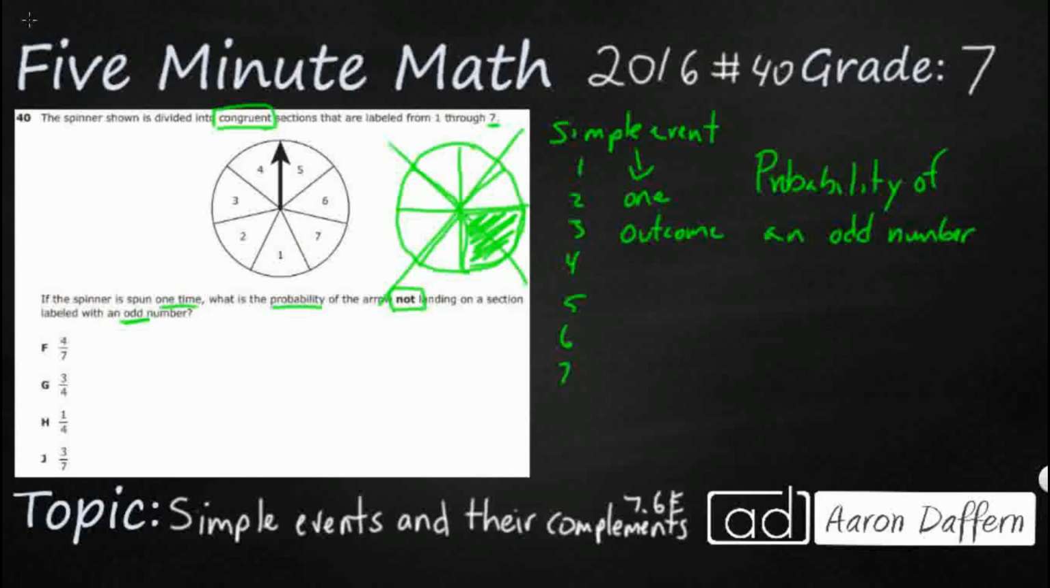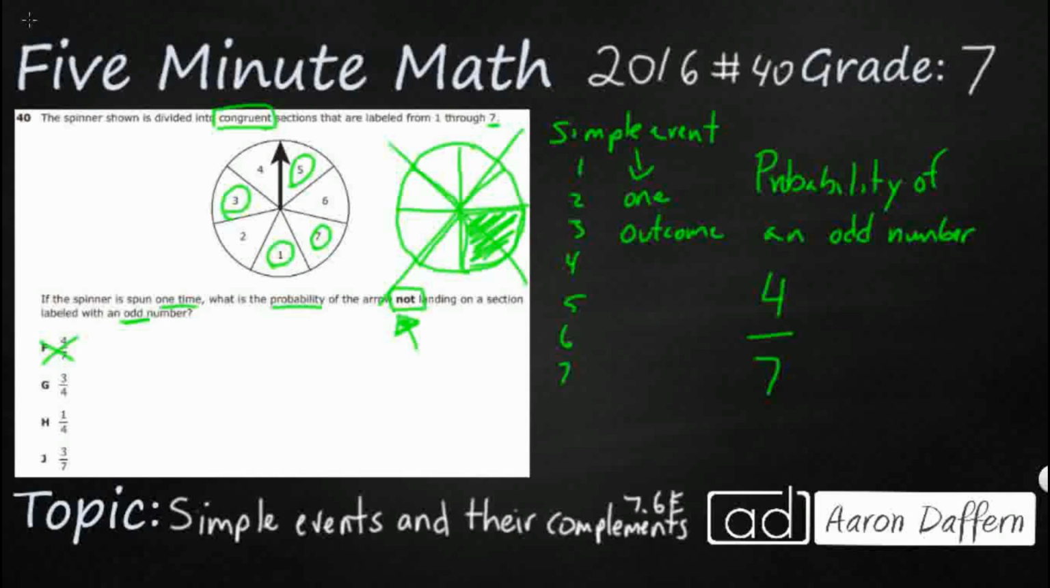So the probability of an odd number is, let me see, I'm going to go ahead and circle my odds. 1, 3, 5, 7. So the probability of an odd number is 4 out of our total 7, right? And that is an answer choice. We're not going to choose it because we are looking for the probability of not landing on an odd number.